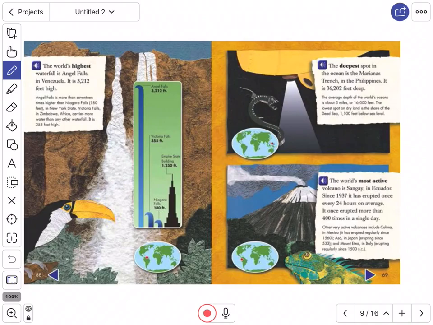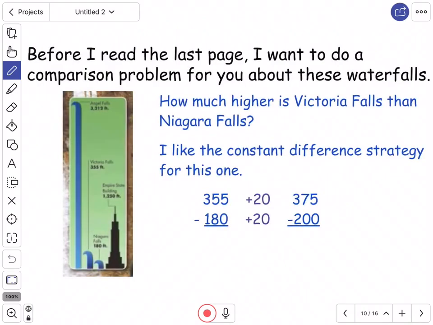And the world's most active volcano is the Sangay in Ecuador. Since 1937, it has erupted once every 24 hours on average. It once erupted more than 400 times in a single day. Other very active volcanoes include Colima in Mexico. It has erupted regularly since 1560. Also, Aso in Japan, erupting since 533, and Mount Etna in Italy, erupting regularly since 1500 BC.